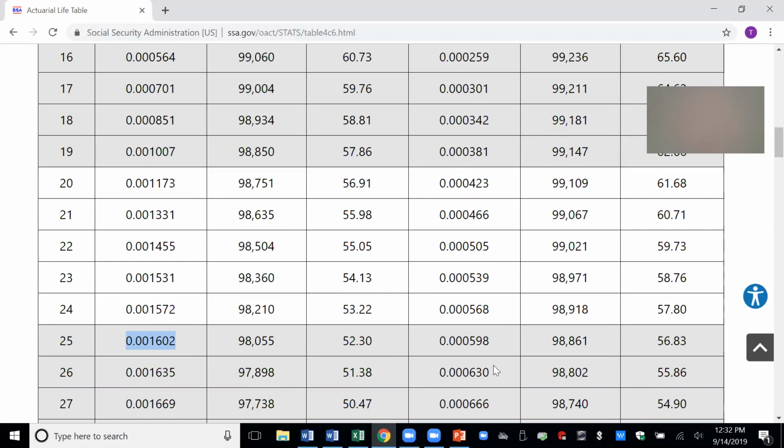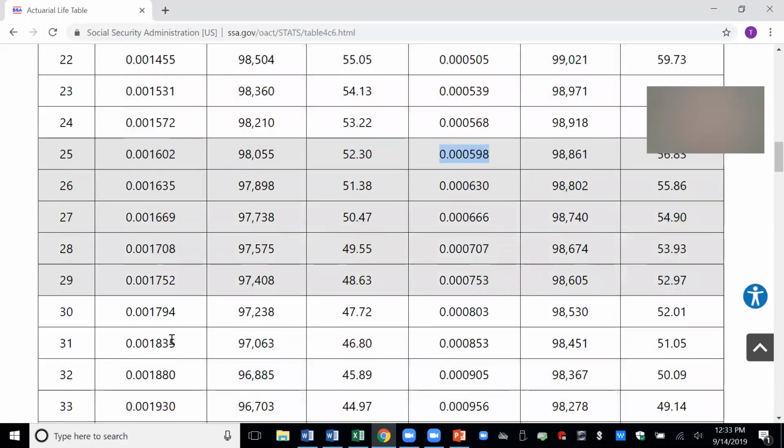0.0016. If you're female, what the? It is less than half. What the? This is unfair. This is patently unfair. Women have a much smaller death rate than men.